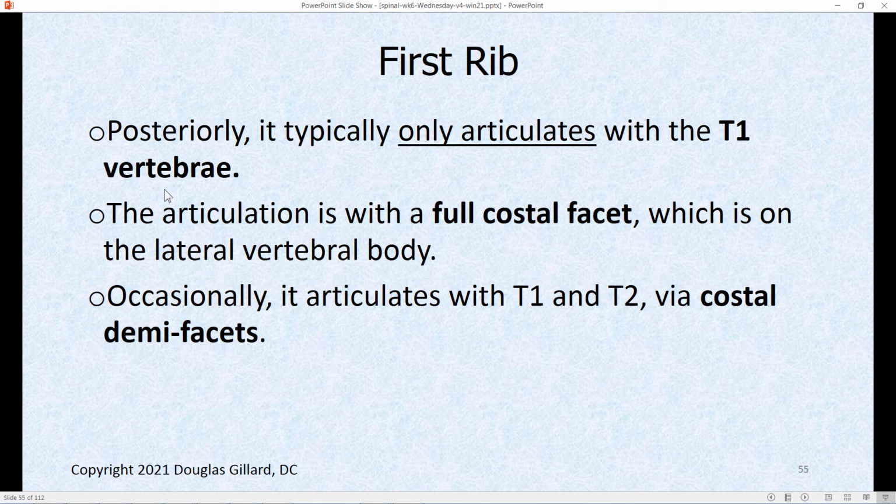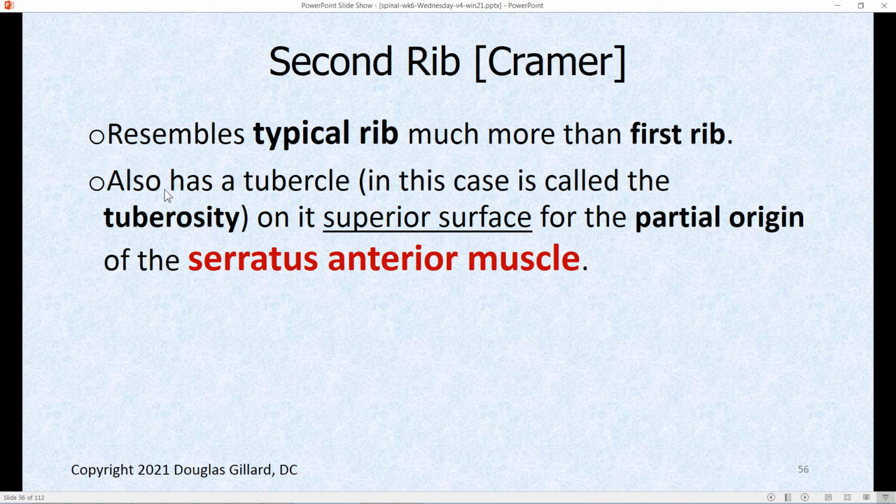What else with this first rib? Posteriorly it articulates with usually only one costal facet on the T1 vertebra. So T1 usually only has one big costal facet and doesn't have an inferior costal demifacet. Sometimes it does, but most of the time it doesn't. Alright, the second rib looks more like a normal rib than the first, but it also has a tubercle. In fact, they call it a tuberosity on its superior surface. And that's where part of the origin for the serratus anterior is, on that second rib through that tubercle.